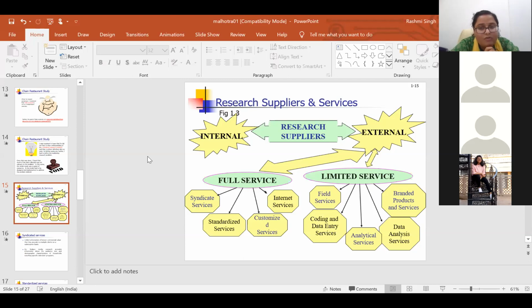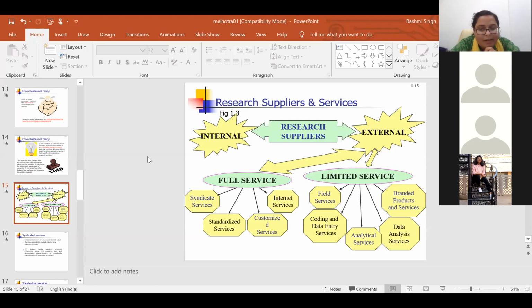So what you will do, you will contact some research suppliers, and they will do full research, meaning they will identify the variables responsible for the low sales of your product. Then they will prepare some questionnaires, then they will collect data, then they will do some analysis, and they will come up with some information. They will prepare a report and submit that report to your organization. So external means they are actually providing you full services.